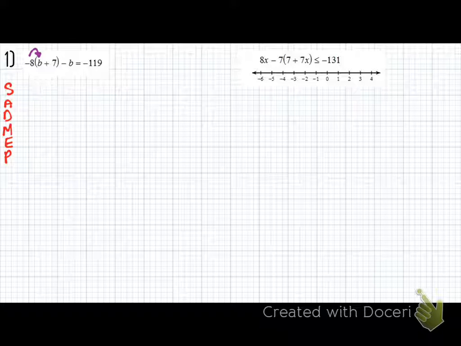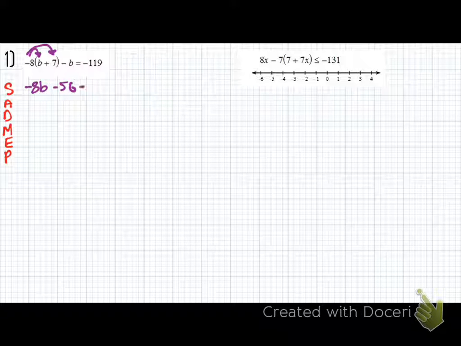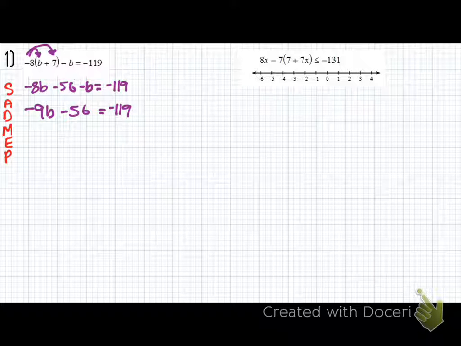And I want to combine these like terms before I even apply this. So I have -8 times b. I'm going to distribute -8 here, -8 times b, and -8 times positive 7. So -8 times b is -8b. -8 times positive 7 is -56. Bring down the -b, which is all equal to -119. Okay? Now I got rid of the parentheses. Now I can start combining like terms. We got -8b and -b is going to be equal to -9b. Bring down the rest of the problem. Okay? That's getting a little easier, right?